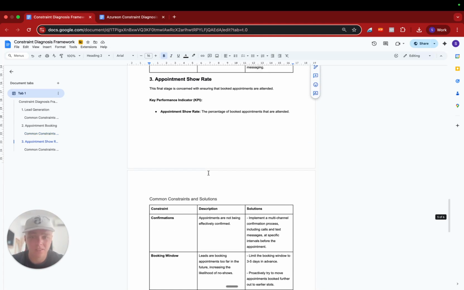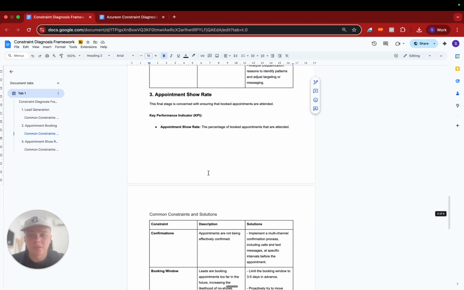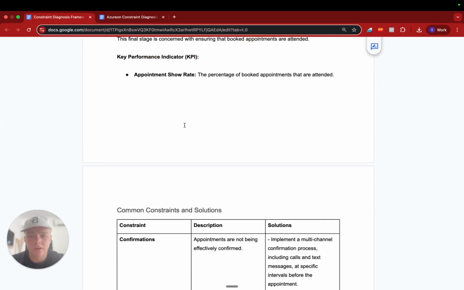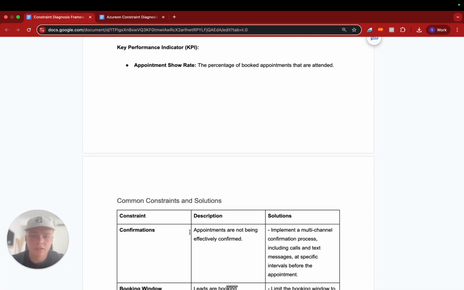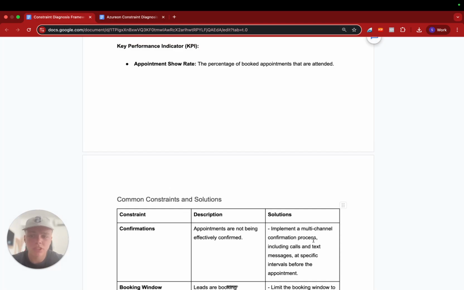Ridiculous. But what are some common constraints with show rate? People aren't doing confirmations. You need to be confirming and it needs to be in a multi-channel approach: calls, texts, emails, WhatsApp, Instagram, whatever you can, to confirm that that person is coming in.